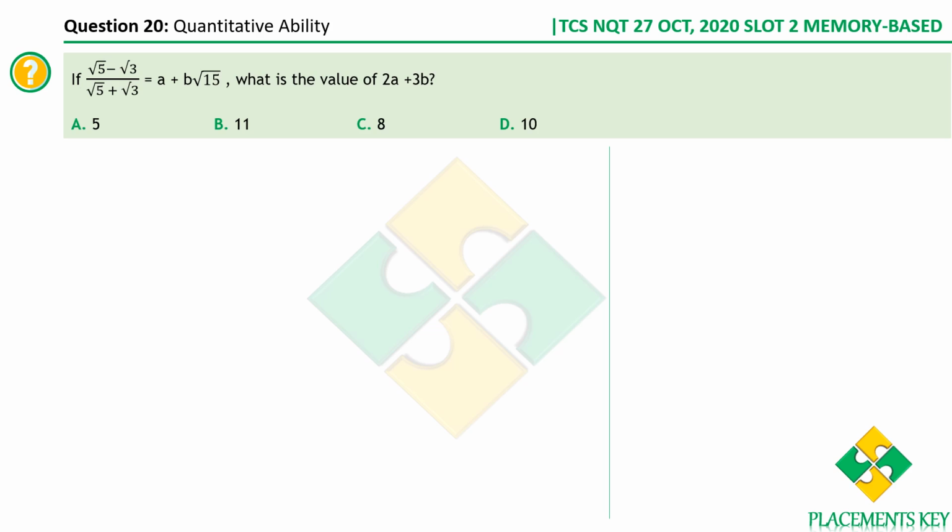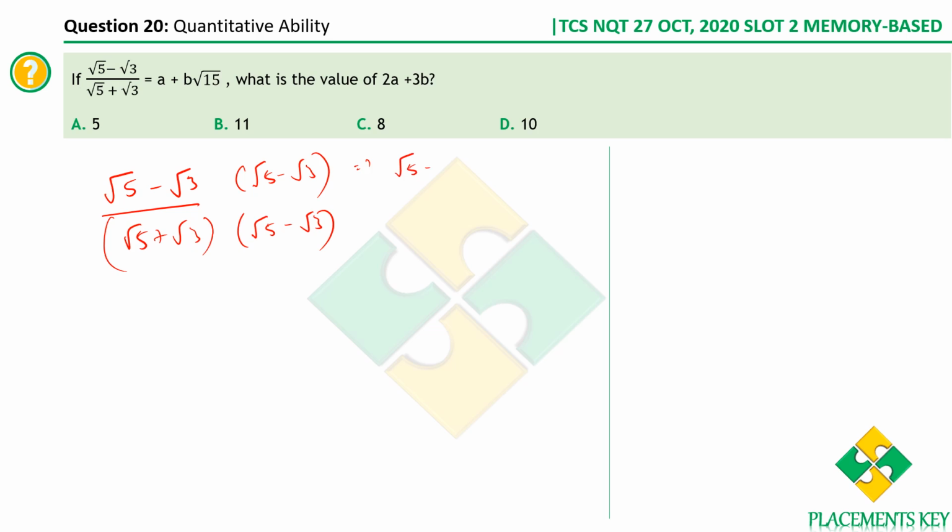If we have root 5 minus root 3 by root 5 plus root 3, how do we simplify this? First, we rationalize the denominator. So let's multiply by the conjugate, which is root 5 minus root 3, in both numerator and denominator, because we can't change the value as such.